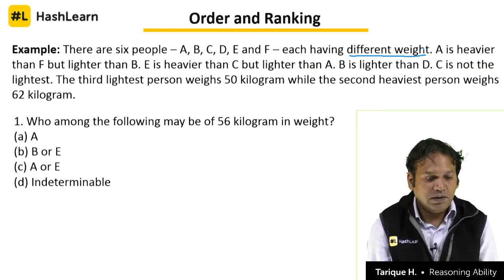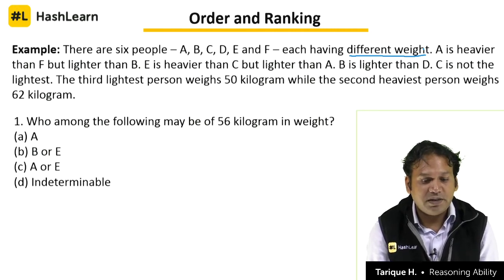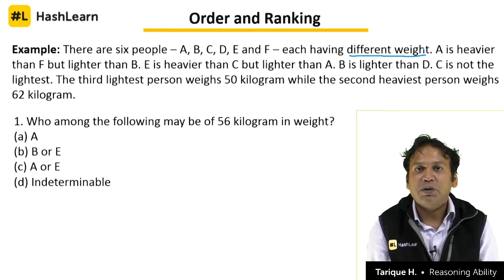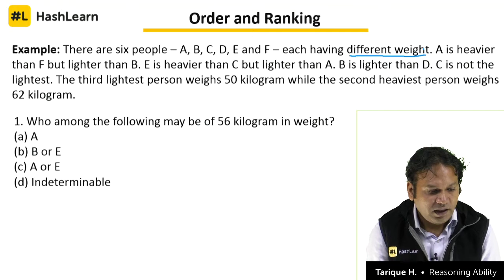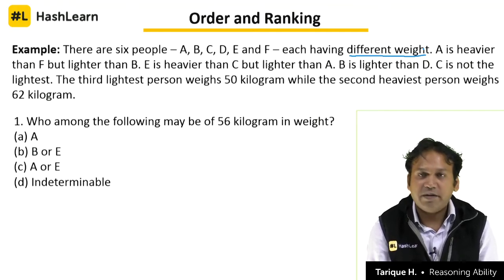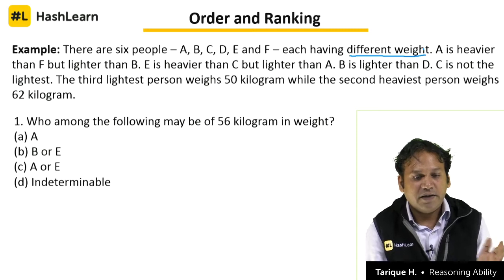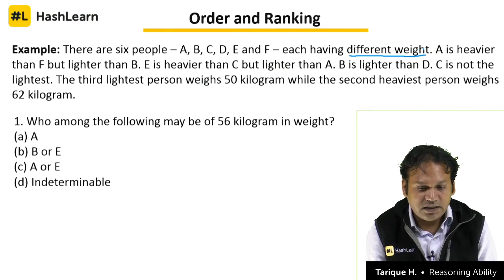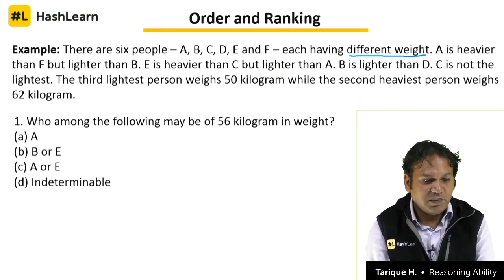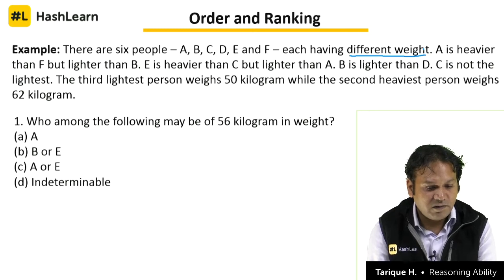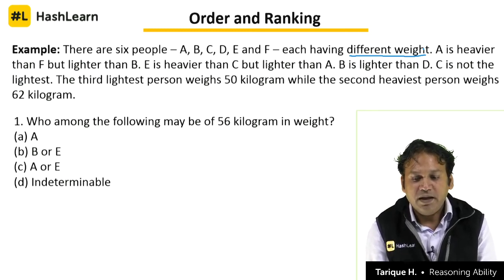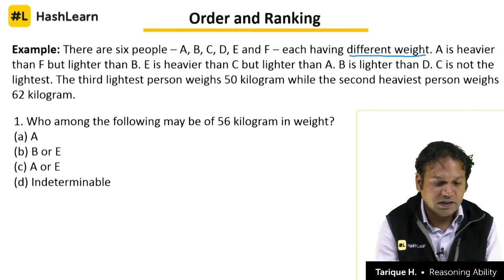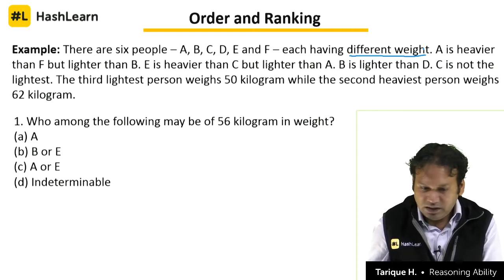Clear? So there are 6 persons A, B, C, D, E and F, each having distinct weights, such that no two persons weigh the same. A is heavier than F but lighter than B. E is heavier than C but lighter than A. B is lighter than D. C is not the lightest. The third lightest person weighs 50 kilograms, while the second heaviest person weighs 62 kilograms. Who among the following may be of 56 kilograms? Right? Now we'll see here.